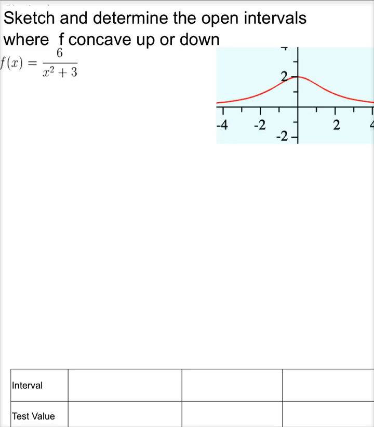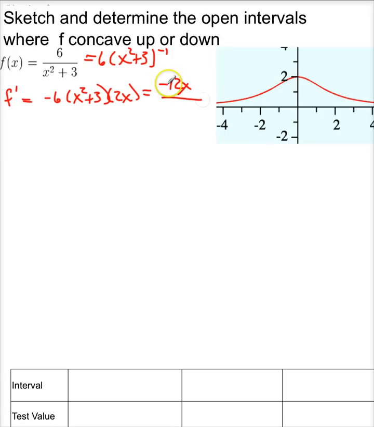So let's start with this one. Let's sketch and determine the open intervals where f double prime is positive, or it's concave up or concave down. The function f is 6 divided by x squared plus 3. I'm going to rewrite this as 6 times (x squared plus 3) to the negative 1. You could use the quotient rule, but I don't want to. So f prime is negative 6 times (x squared plus 3) to the negative 2 times 2x, and I'm going to rewrite this as negative 12x divided by (x squared plus 3) squared.